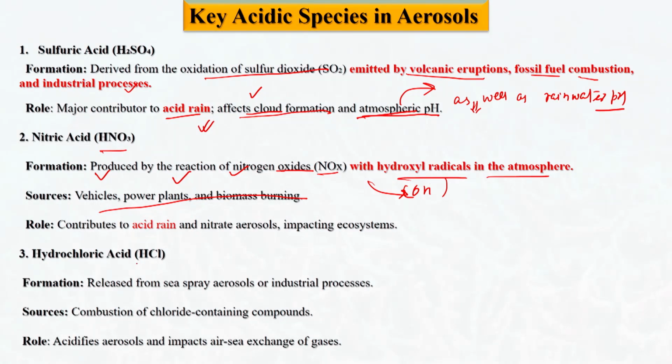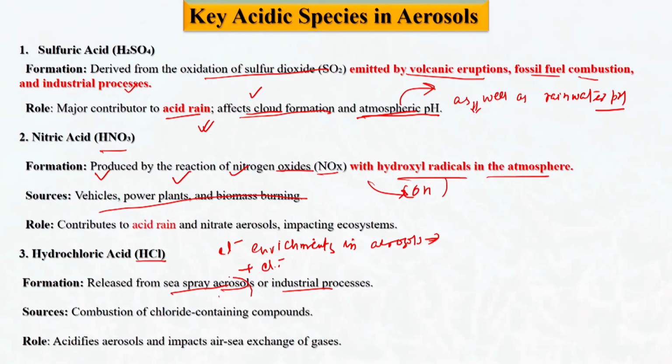So, a little bit about the HCl. Although it is very little, it is released from sea salt spray or industrial processes. And how will you know that this is coming from sea salt? Usually there is chloride enrichment, because this means that we are adding chloride from some other source, which could not otherwise be there.